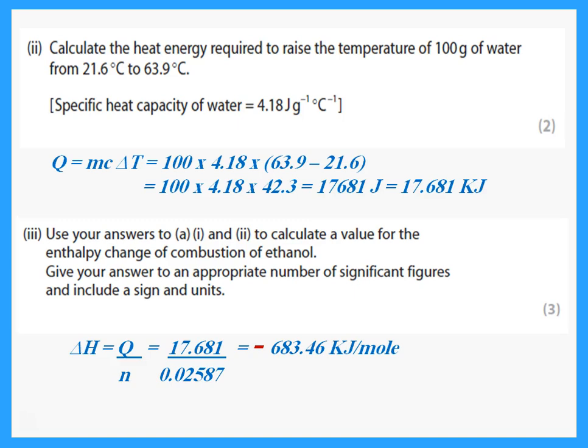How do I know the sign? He says above that the temperature was raised from 21.6 to 63.9. That means it is an exothermic reaction. When the temperature goes up, it is an exothermic reaction, and that means delta H has to be a negative number.